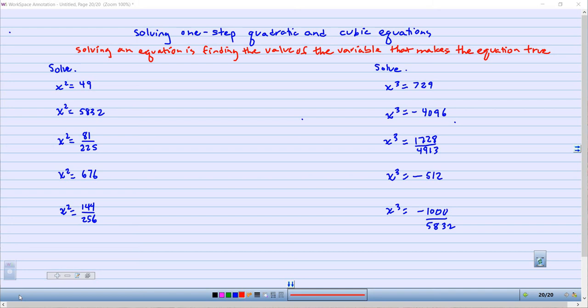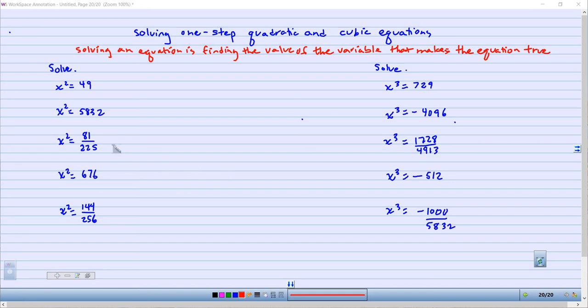With you, and in this video we're going to be looking at solving one-step quadratic and cubic equations. So we've been working with squares and square roots. We started out by looking at perfect squares and perfect roots, and then we took some time to look at estimating to the nearest integer squares and square roots and cube roots, that is. All right, and in this video we're going to look at solving these equations.